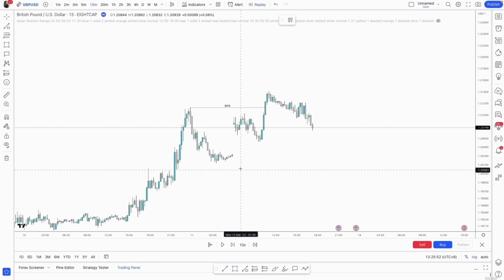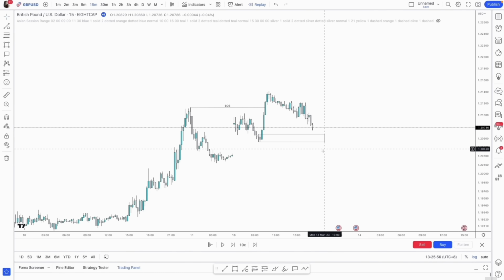Now, the first thing that you'll see, if you've been watching our videos, is this order block right here, which is our demand zone. This is the pivot created demand that caused the break of structure. But here's something that's interesting. There's actually this gap in the market right here from the weekend.